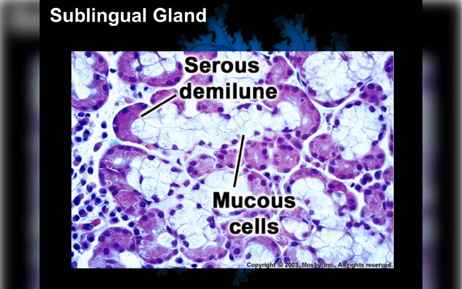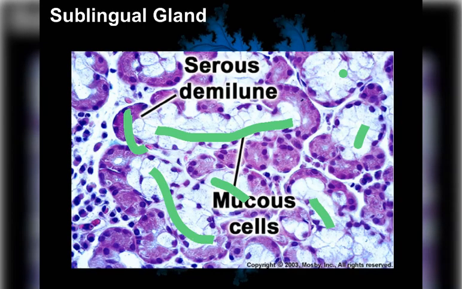This is a section of sublingual gland. You see here the majority in this section is mucus, and the minority is serous.